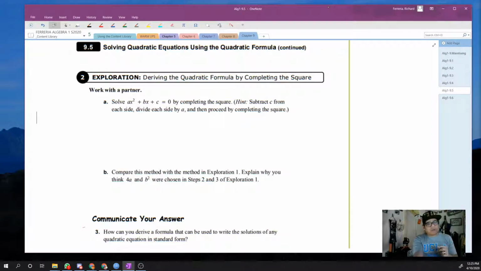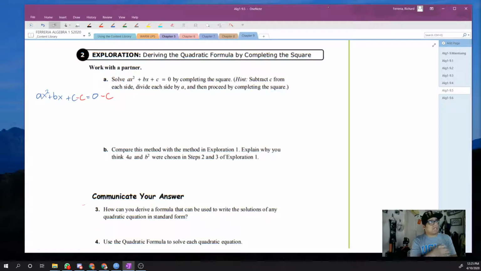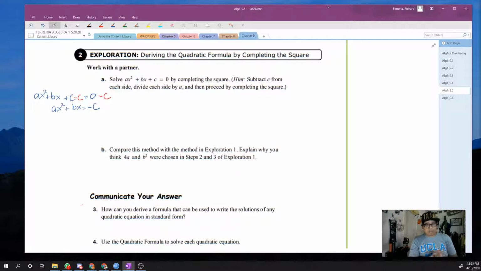The first thing that you're going to do is subtract c from both sides. You'll notice that I've done this like I always do in red. When you subtract c from both sides, you get ax squared plus bx equals minus c. Next is to divide everything by a. When I'm completing this square, I do not want a coefficient for x squared.